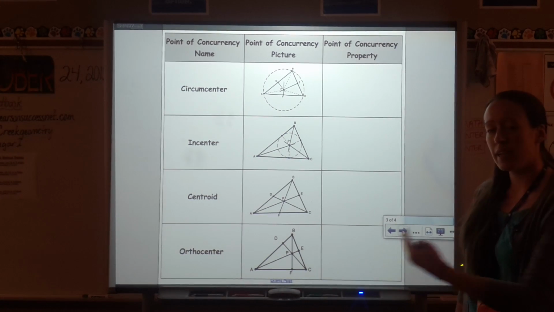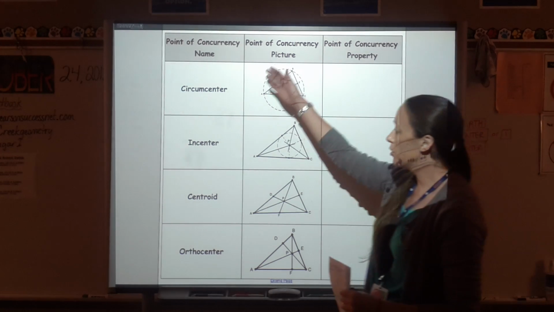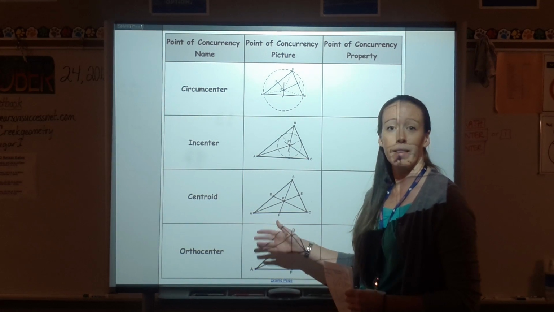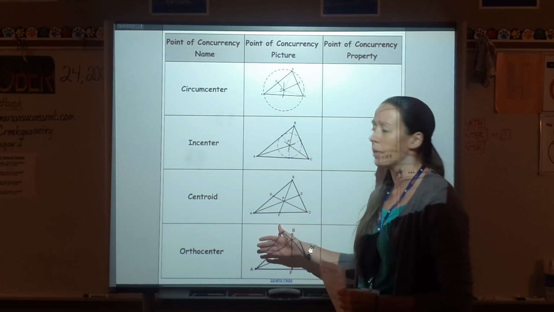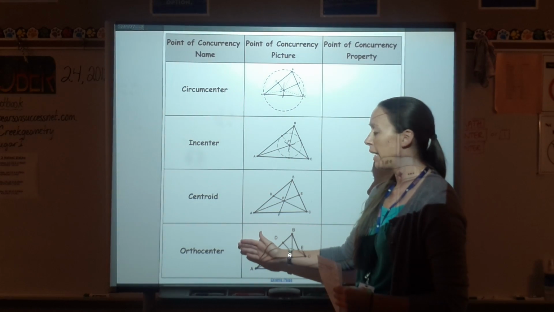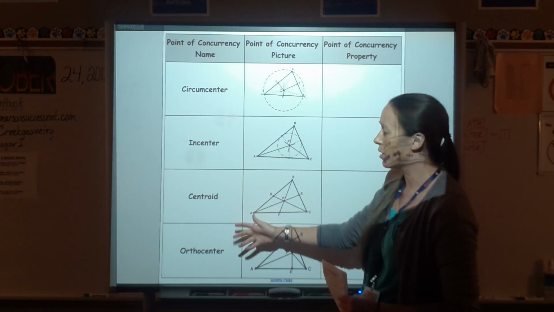Let's head to the second half of our table and talk about points of concurrency. You'll notice our 4. Each one of these is probably a brand new word, and that's okay. We have time to work with them. We have circumcenter, incenter, centroid, and orthocenter, all kind of based loosely on the word center.